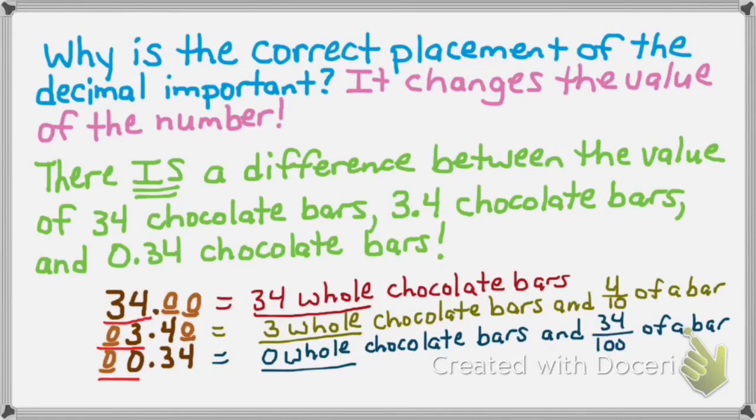Looking at the whole numbers alone, 34 chocolate bars is 34 whole bars. 3 4/10 of a chocolate bar is only 3 whole bars with 4 tiny little tenth pieces. And 0 34/100 of a chocolate bar is 0 whole chocolate bars and 34 tiny little pieces of hundredths.